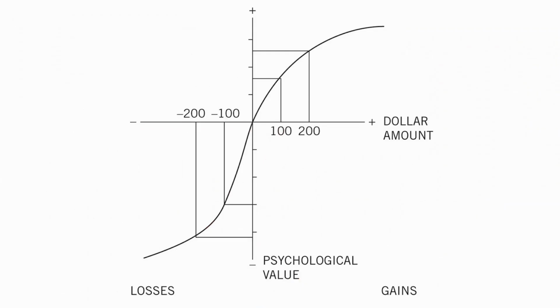Value function. Prospect theory suggests that people value gains and losses differently. The value function is concave for gains and convex for losses, indicating that the pain of a loss is felt more intensely than the pleasure of a gain of the same size. This concept is known as loss aversion.